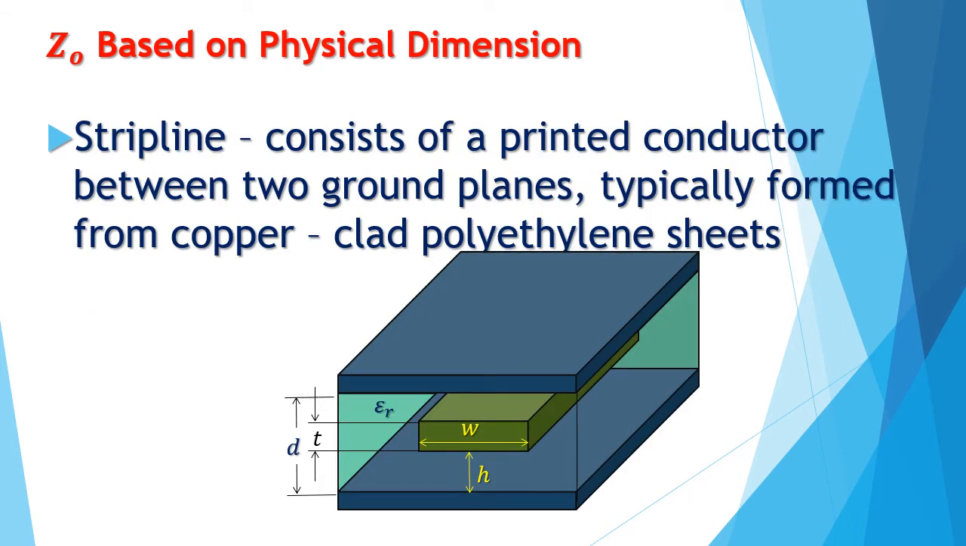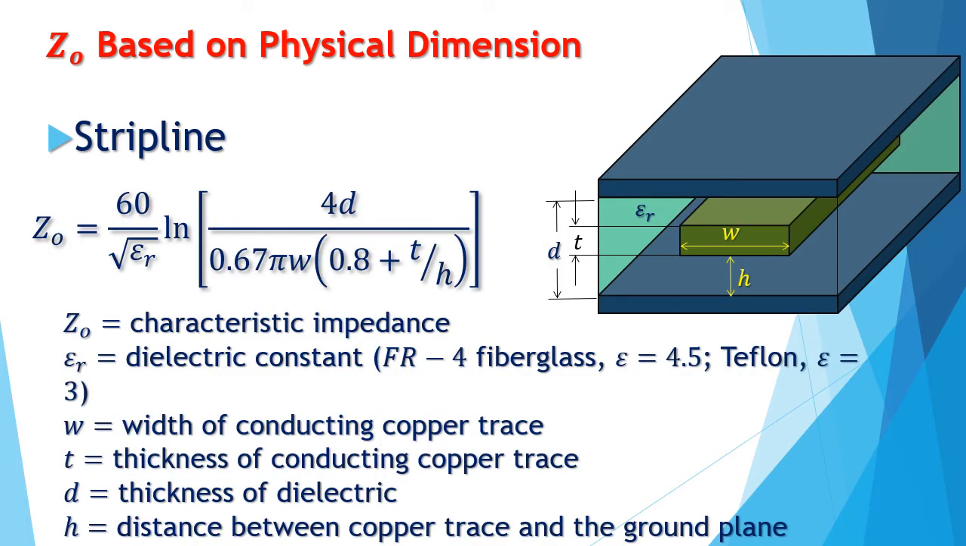The next transmission line, we have a strip line. A strip line consists of a printed conductor between two ground planes typically formed from copper-clad polyethylene sheets. So let's take a look at the formula. So the formula for this, we have the characteristic impedance Z sub O is equal to 60 divided by the square root of epsilon R times the natural logarithm of 4 times D divided by 0.67 times pi times the width W times the quantity of 0.8 plus T over H.